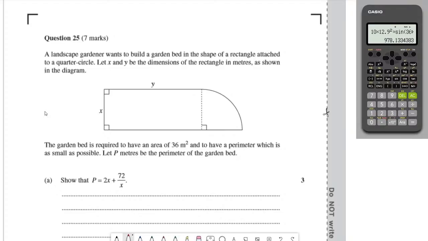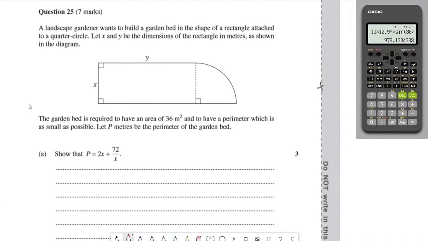Anyway. A landscape gardener wants to build a garden bed in the shape of a rectangle attached to a quarter circle. Let x and y be the dimensions of the rectangle in meters as shown in the diagram. Show that the perimeter is equal to 2x plus 72 on x. The garden bed is required to have an area of 36 meters squared and have a perimeter which is as small as possible. Let p meters be the perimeter of the garden bed.